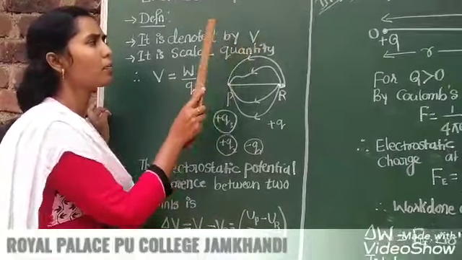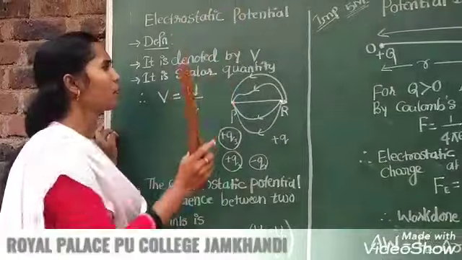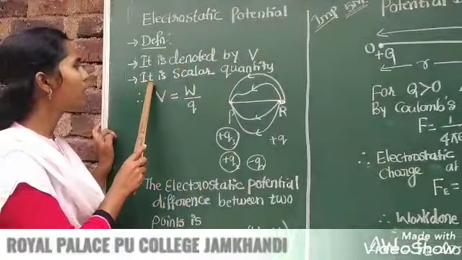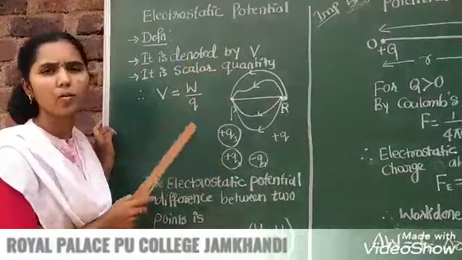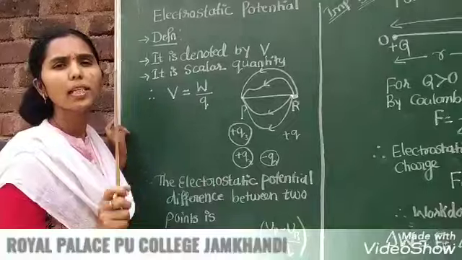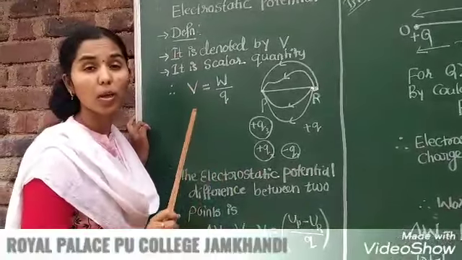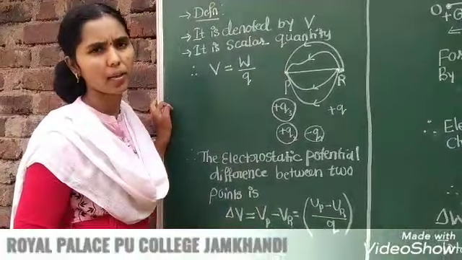Now in the chapter we are using, what does it mean? Electrostatic potential. And remember, it is a scalar quantity. Note the scalar quantity. What is the meaning of scalar quantity? The quantity which has only magnitude, no direction. Such a quantity we call a scalar quantity, right?